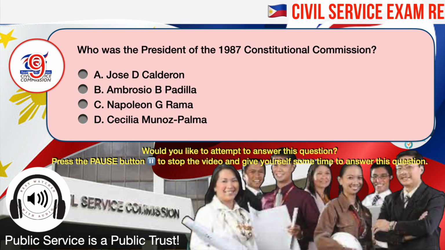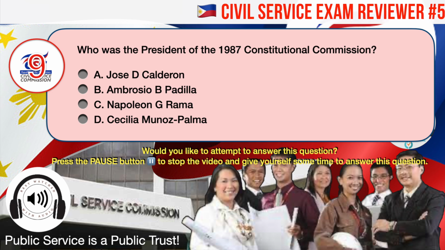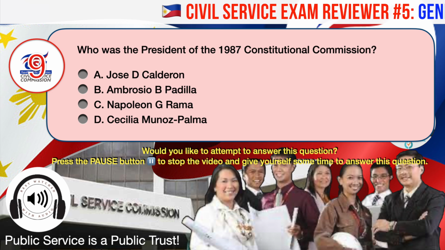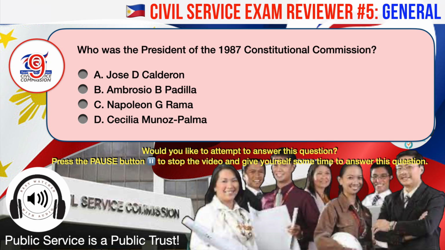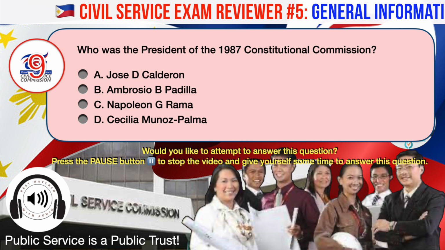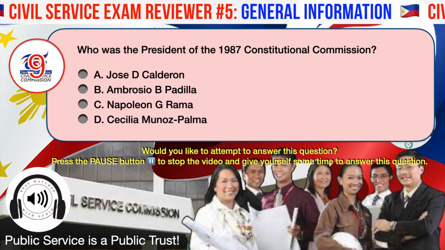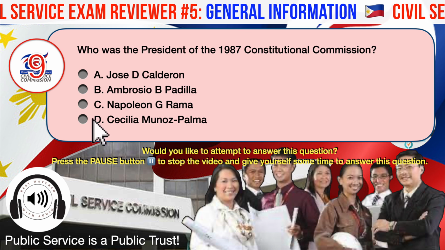Question number 9. Who was the president of the 1987 Constitutional Commission? A. Jose D. Calderon. B. Ambrosio B. Padilla. C. Napoleon G. Rama. D. Cecilia Muñoz Palma. The correct answer is D.